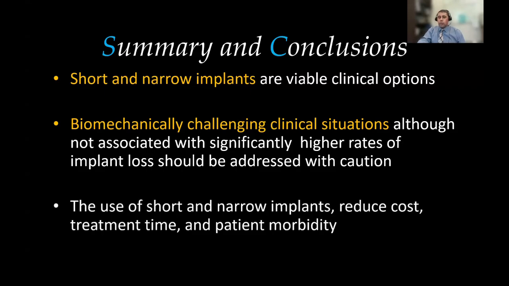And again, use of narrow implants can generally reduce the cost of the treatment because it may require fewer adjunctive procedures, sinus lifts, bone augmentation, that have an effect on treatment time, but also the patient, not necessarily the patient morbidity, but the implant site morbidity.